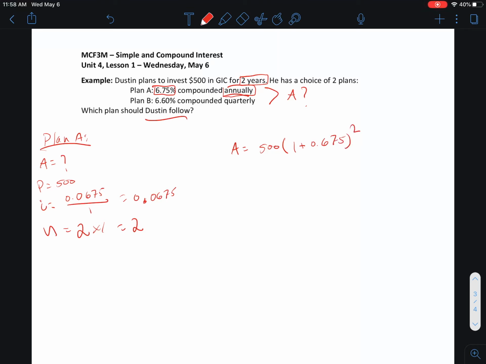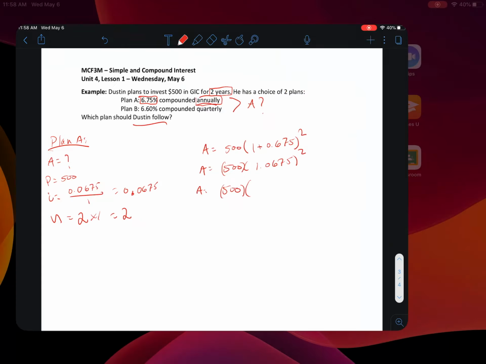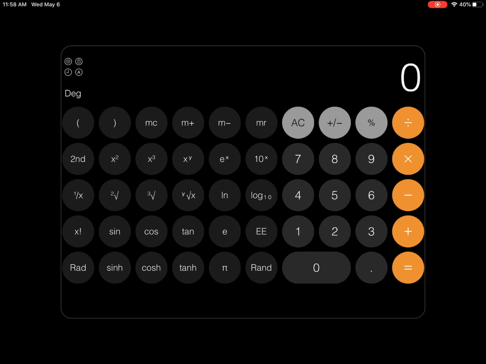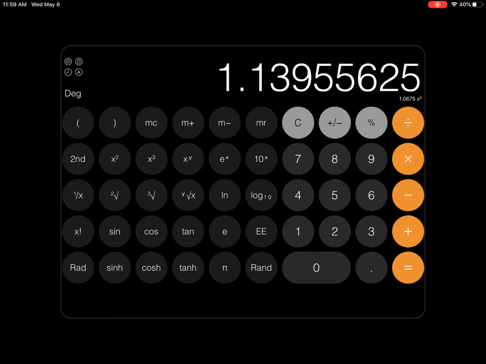A is equal to 500 multiplied by 1 plus 0.0675, to the power of 2. So A is going to equal 500 multiplied by 1.0675 squared. So let's go to our calculator. It's still going to be 500 multiplied by something here. I don't know what it is yet.